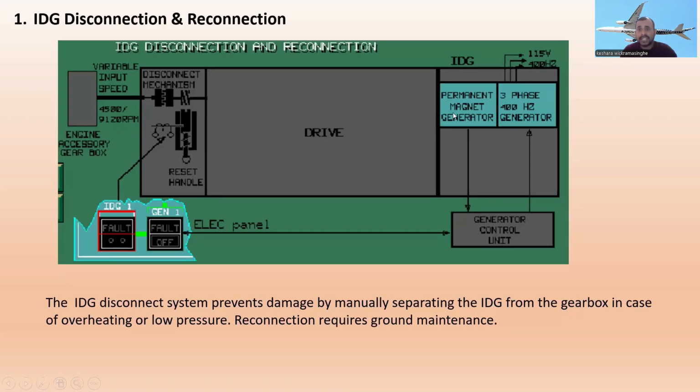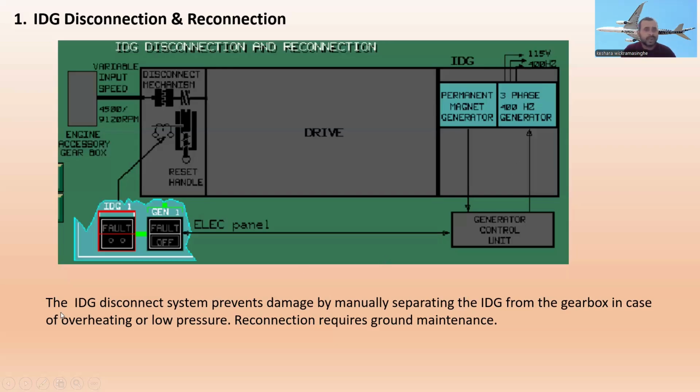You can see this is the permanent magnet generator, PMG, and here is the three-phase 400 Hz generator. From here the output is 115 V at 400 Hz. Here is the generator control unit.